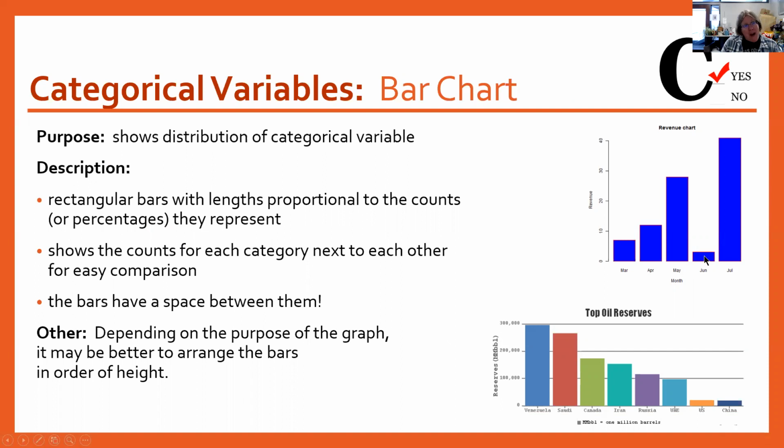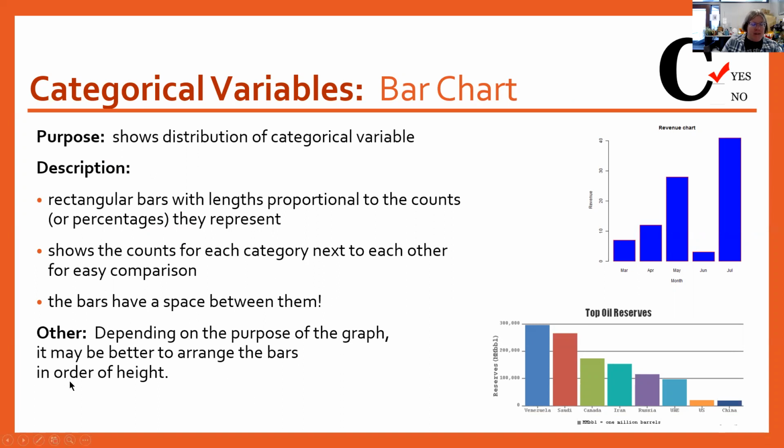So the smaller the bar, the smaller the amount that's in that category. The taller the bar, the greater the amount that's in that category. These are really nice. They show the counts for each category next to each other, so you can compare them visually rather than just reading the numbers and thinking about them. The one thing to note about categorical graphs is they do have a space in between each of the bars. Categories are distinct things, and so we show their distinctness by putting a space between them.